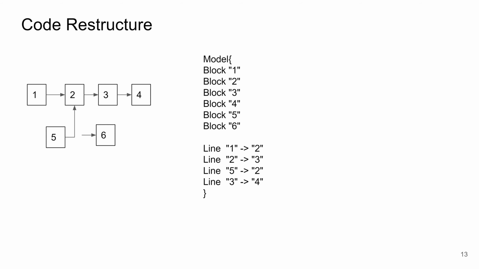So this is how we restructure the model file. Given we have a Simulink model represented by this block diagram, Simulink internally stores this information in a model file where it has all the block definitions followed by its connections.